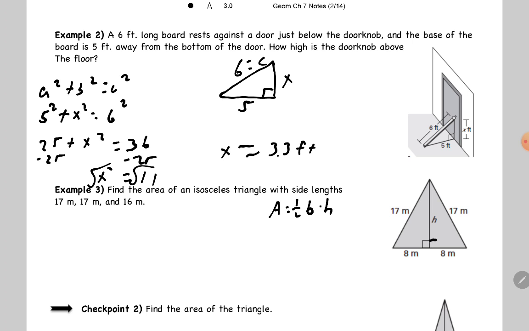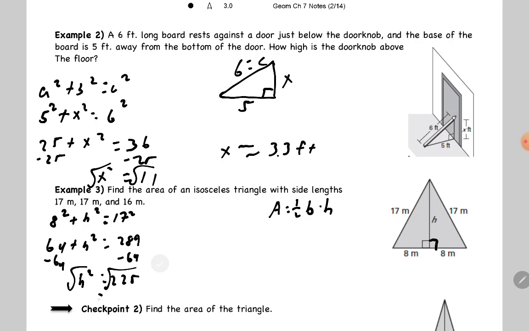Look here, this height splits it into two right triangles. So in order to find the height, I'm going to do 8 squared plus h squared equals 17 squared. So Pythagorean theorem. We have 64 plus h squared equals 289. Subtract 64 from both sides and we'll get 225. Take the square root, get h equals 15.